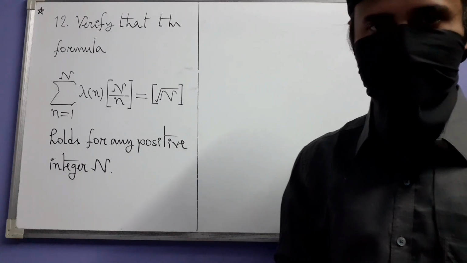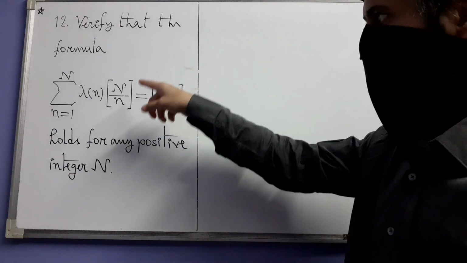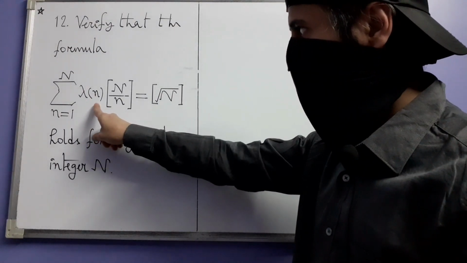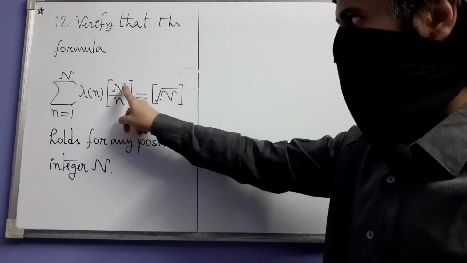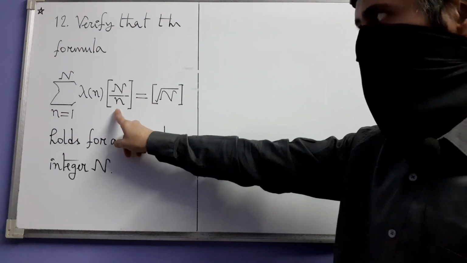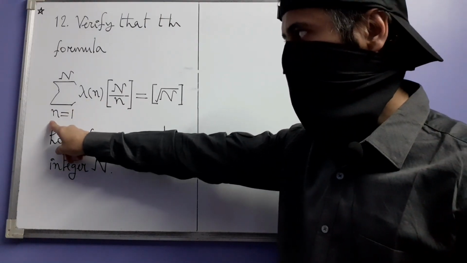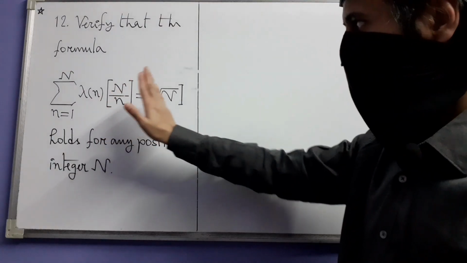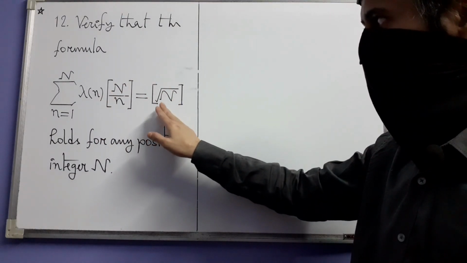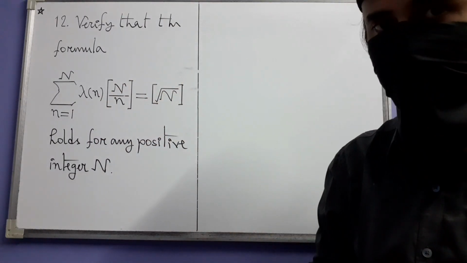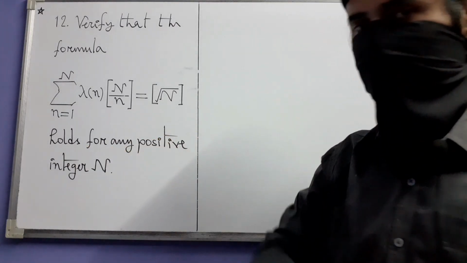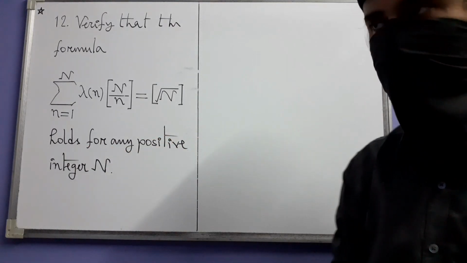Next we have exercise 12. In this one we have to verify the following formula: the summation of lambda of n times the greatest integer value of capital N divided by small n, where in the sum small n varies from 1 to capital N, is equal to the greatest integer value of the square root of capital N. And we have to prove that this holds for any positive integer capital N.